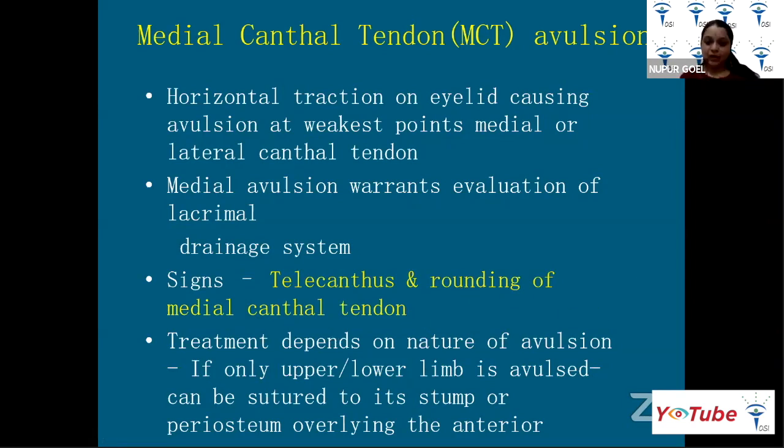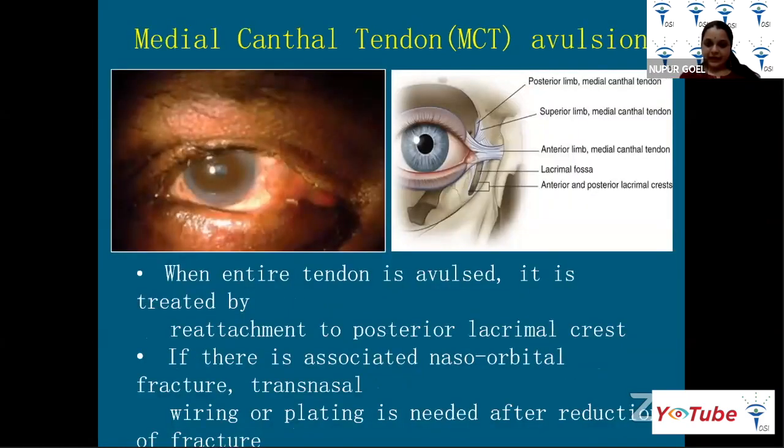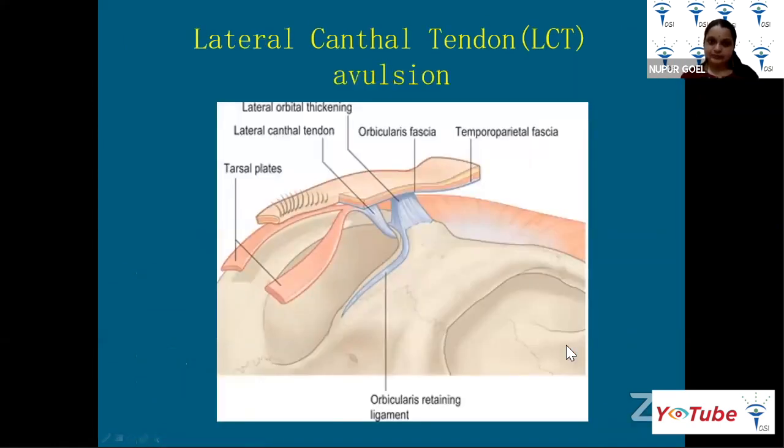If it's only the upper or the lower limb which is avulsed, it can be sutured to its stump or to the anterior periosteum. When the entire tendon is avulsed, it is treated by reattachment to the posterior lacrimal crest. If it is associated with a nasoorbital fracture, transnasal wiring or plating is needed after reduction of the fracture.